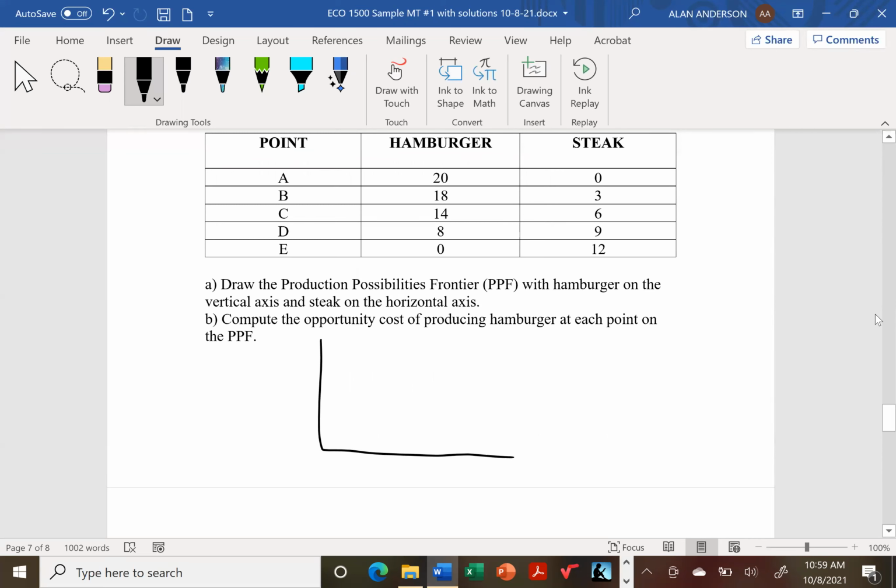Now it says here somewhere that hamburger, yeah, just to make sure we're all on the same page, put hamburger here, steak here, and this is good enough. If you want to label the points, that's fine.